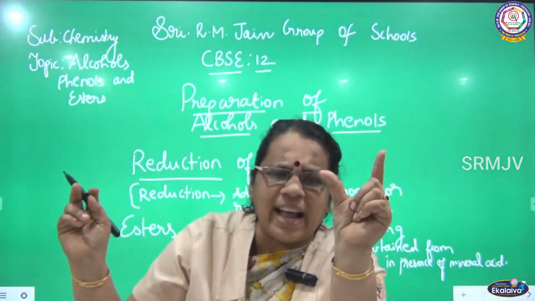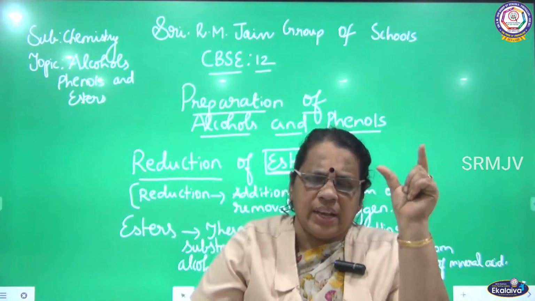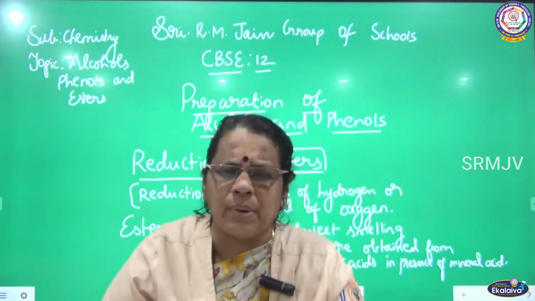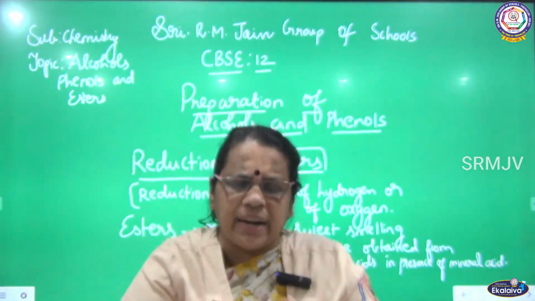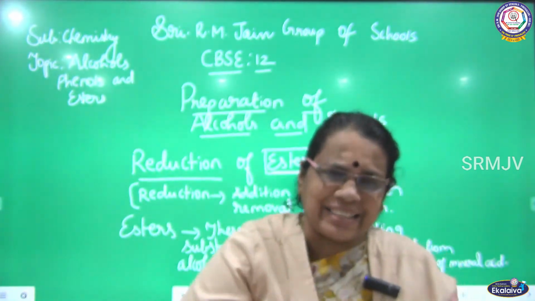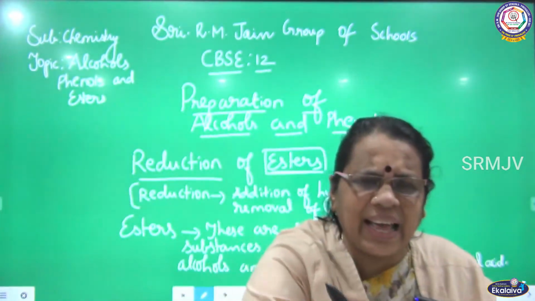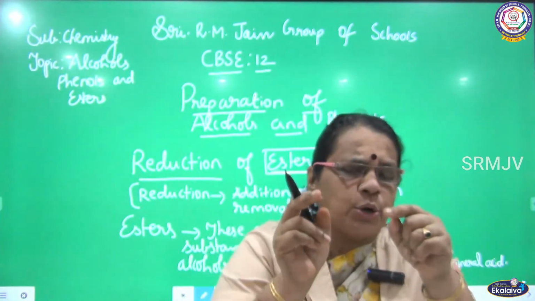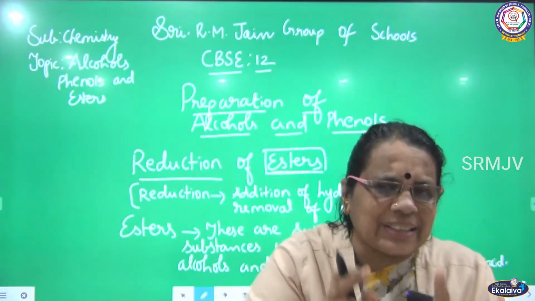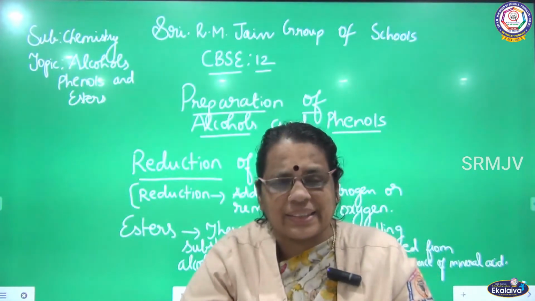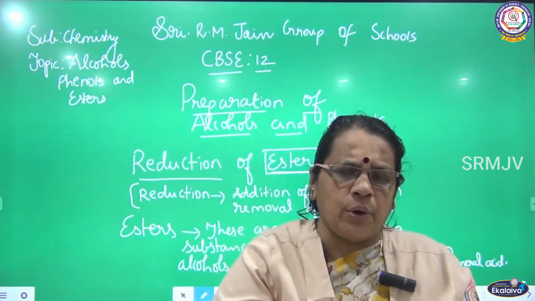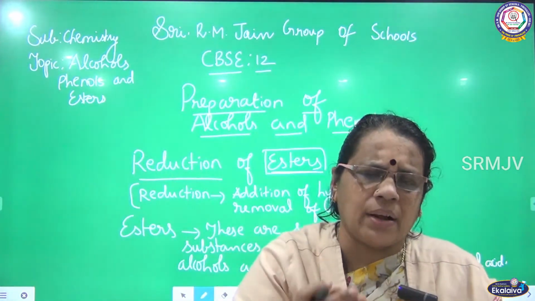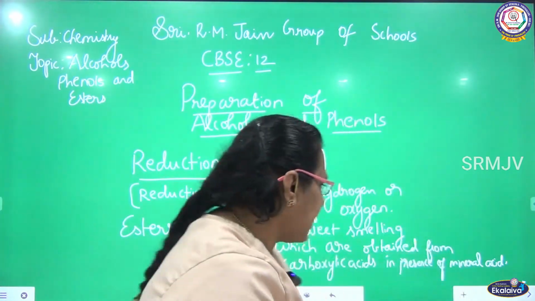So, what are the two reactants we need to prepare esters? We need alcohol and carboxylic acid. Apart from that, I need an acid catalyst. So, in the presence of a mineral acid, alcohol and carboxylic acid combine to give esters. First step, we are going to prepare ester. Second step, we are going to reduce the ester to get alcohol. So, we are going to see the reaction now.